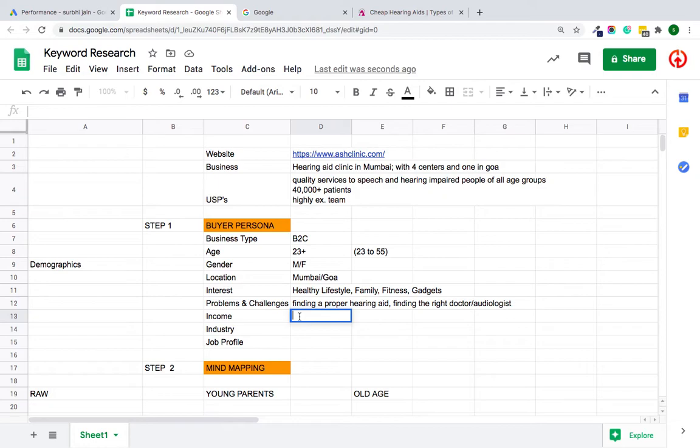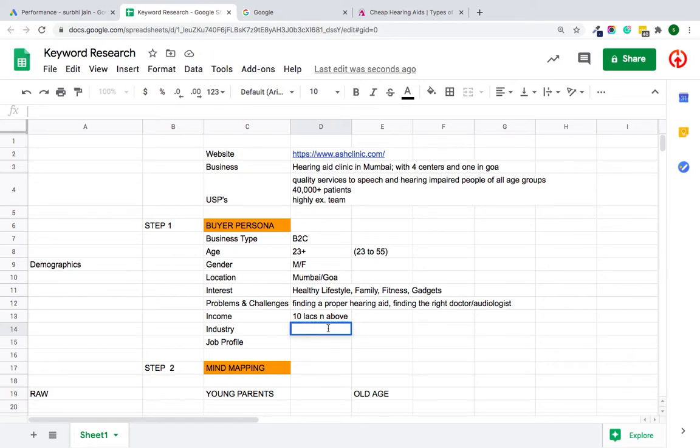What would be the income level? People who can afford such good hearing aids, so we need to at least identify their yearly income. Here I'm writing 10 lakhs and above, who can actually afford a hearing aid of 50,000 or a lakh or 5 lakh, of course. So 10 lakhs and above.